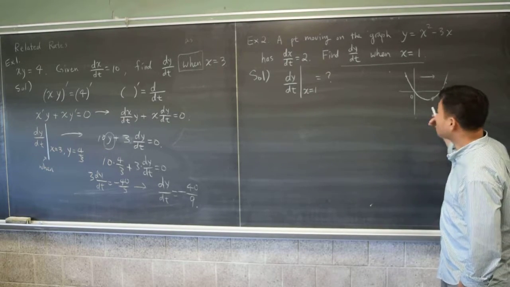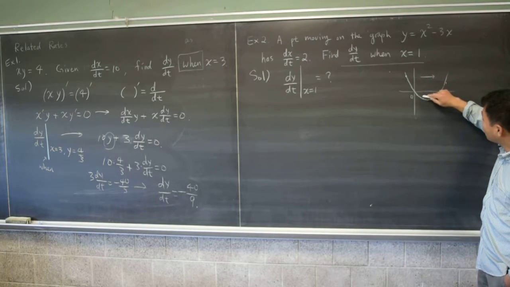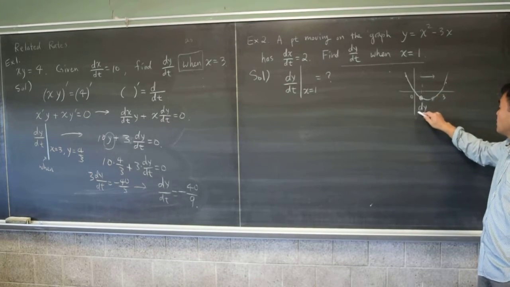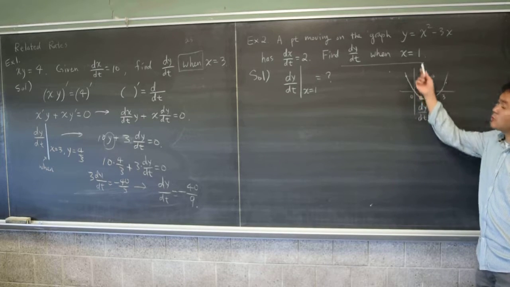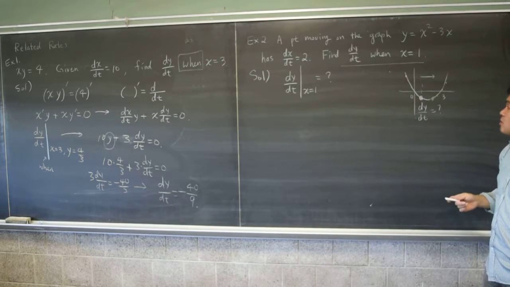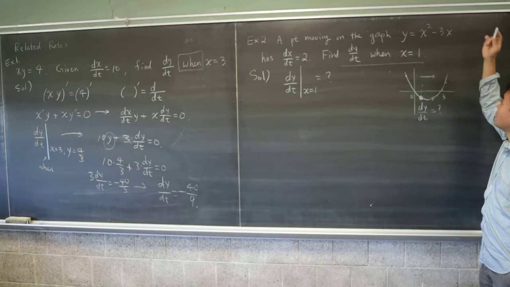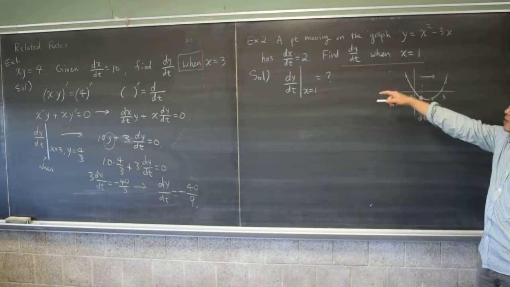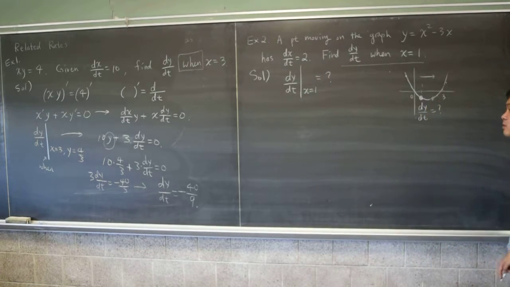And the question is, what is the y-directional speed? The y-directional speed changes, but the question is, what's the y-directional speed right here? That's the question that we're trying to solve. But you don't even have to draw this graph to solve this, because if you know the structure of a related rates question, all it's asking you to do is find a relationship, differentiate to find the relationship between the derivatives, and then you plug in this condition. That's it. Let's do it.